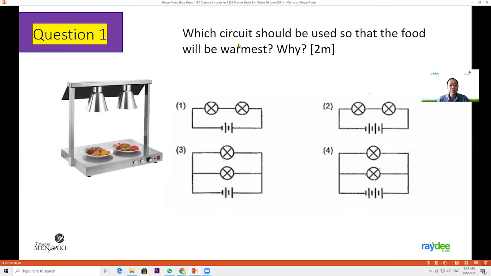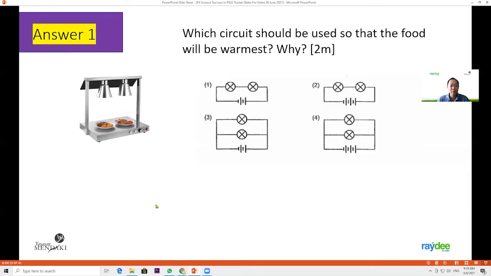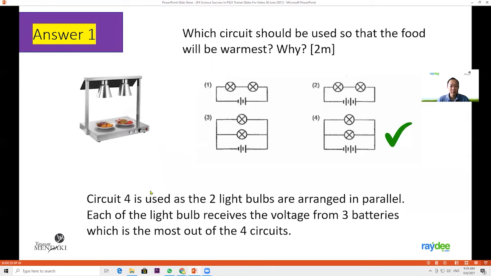Which circuit should be used so that the foot will be the warmest? So in the picture, we see a foot warmer. This foot is being warmed by these two lamps, right? And these two light bulbs. Basically, there are two light bulbs and 4 different types of ways in which you can power the circuit, right, for these two lamps. So the answer is circuit 4, right?